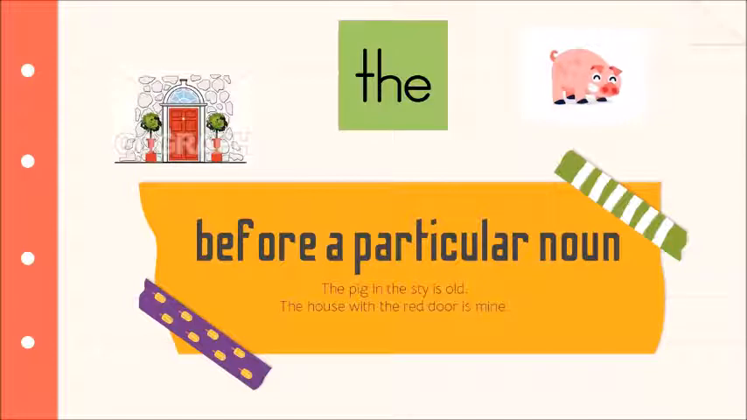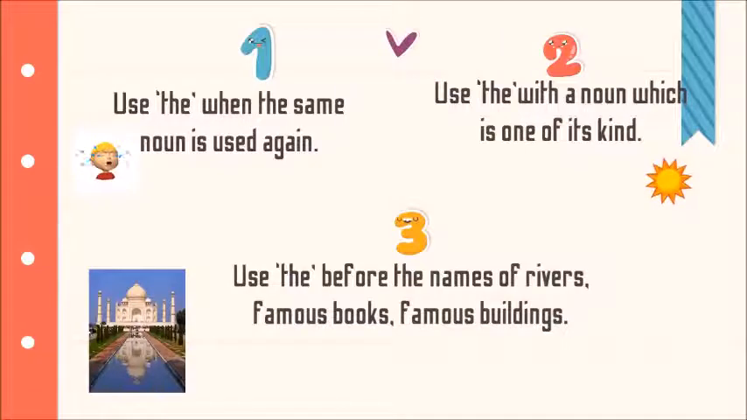Let's look at another sentence. The house with the red door is mine. So which house is yours? The one with the red door. So I put the before the house and the red door. Let's look at some more examples, children, to understand this better.